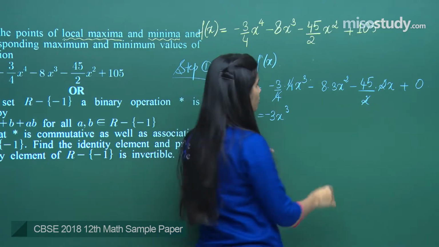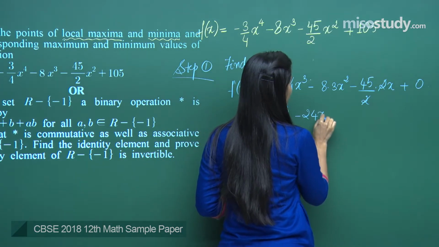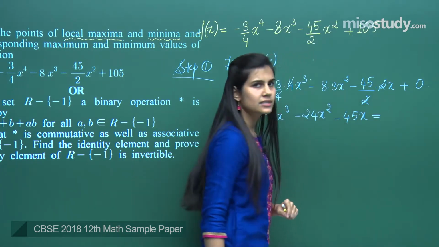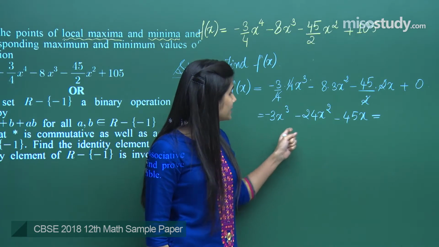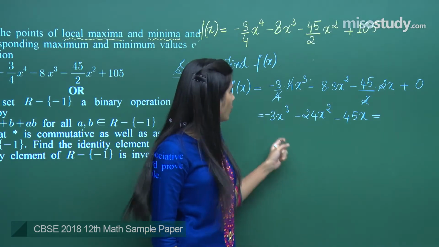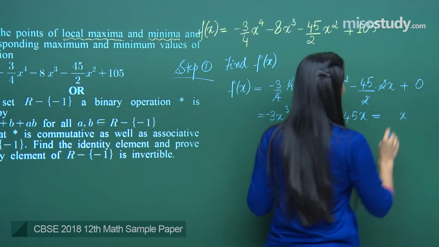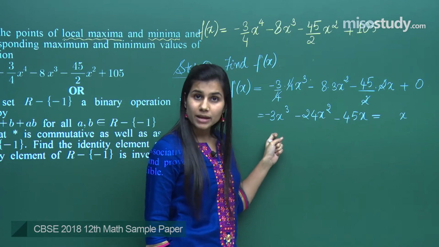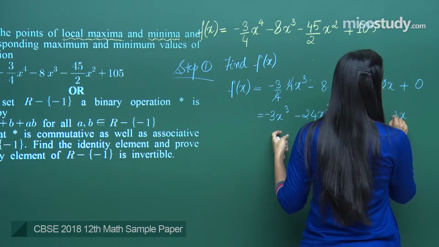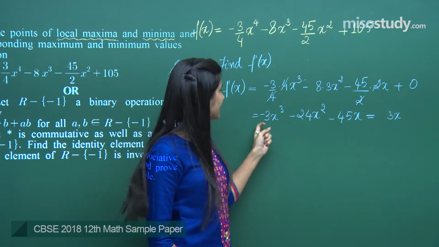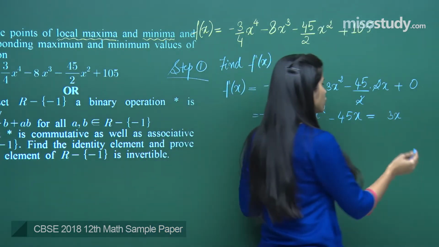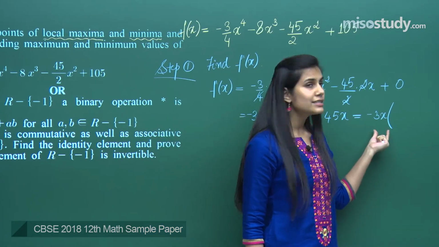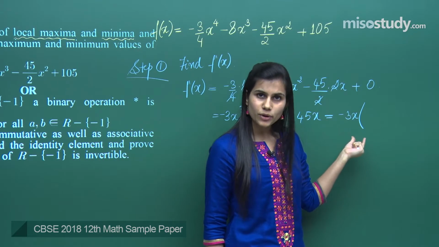minus 3x cube minus 24x square minus 45x, correct? Now there's something I can see over here. There is an x common in all three terms. I can also see that each term is a multiple of 3, so I can take out 3 common. After that, there is a minus sign before every term, so why not take out the minus sign also, thereby getting minus 3x as the common term outside the braces.